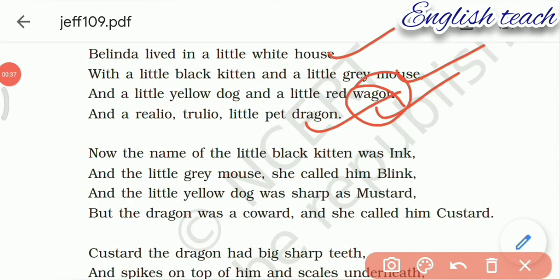In this first paragraph, the poet says that once there was a little girl named Belinda. She lived in a little white house. She lived with some creatures who were her pets. They were a black kitten, a grey mouse, a yellow dog, a little red wagon, and a creature that the poet says was really and truly a dragon.